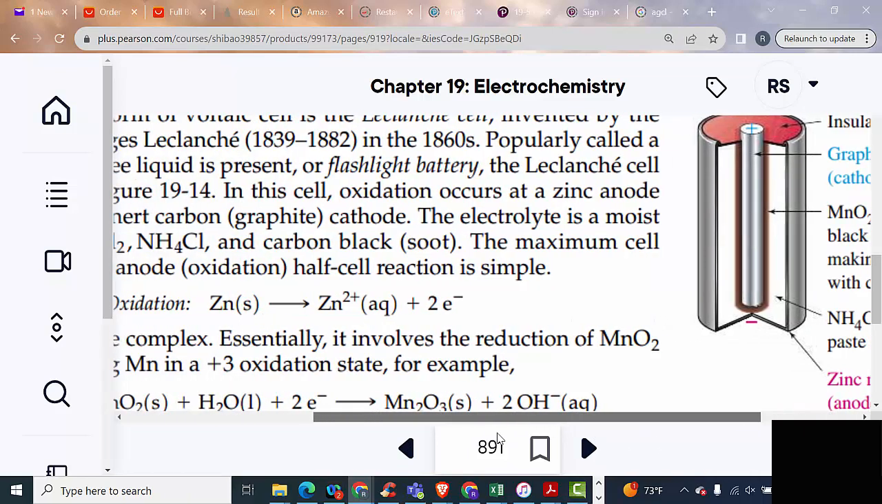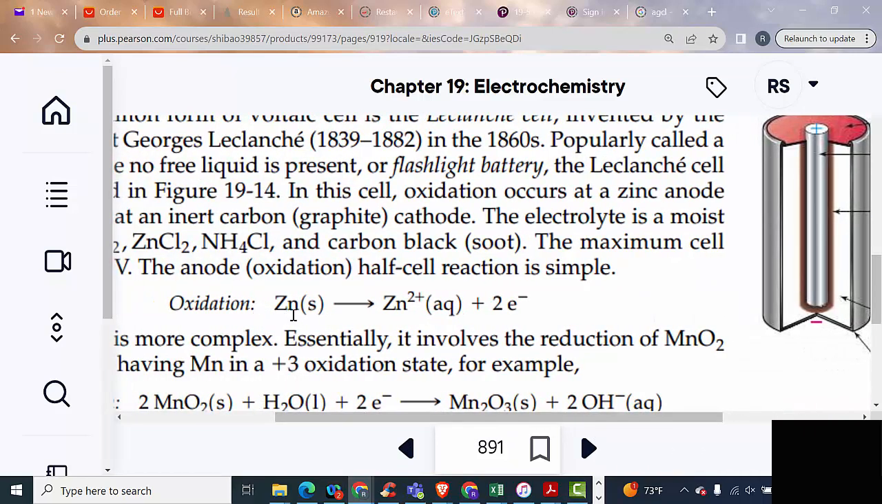Okay, so at the anode, oxidation occurs. So this is the oxidation half reaction. Zinc goes to Zn2+, and then the two electrons need to travel through an external circuit. The external circuit could be like a flashlight or whatever you're powering, your phone. Although you wouldn't use this battery to power a phone. Whatever.